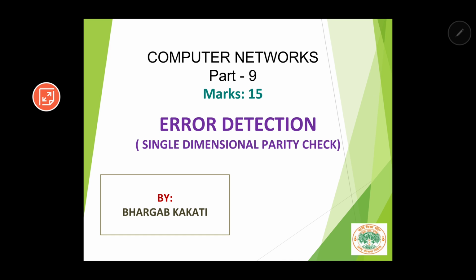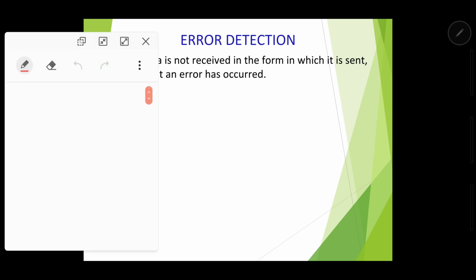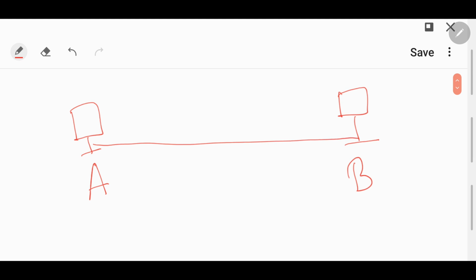So let us try to understand what error means. Let's say we have two nodes, node A and node B, and data is being sent from node A to node B. Let's say the data at node A is 101. We need to send 101 from A to B.